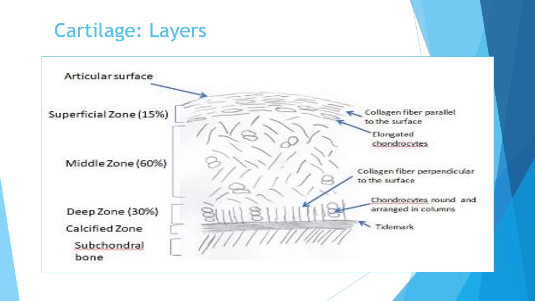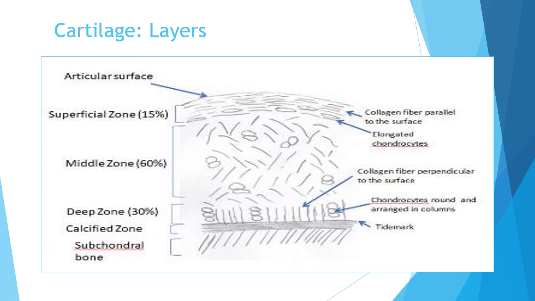Now let's talk about the layers of the articular cartilage. The articular cartilage has 4 layers: the superficial zone, the middle zone, the deep zone, and the calcified zone. This diagram is from my book, and it shows the 4 layers of the articular cartilage. This is the articular surface, so the joint side is on this side, and this is the bone side, so this is the subchondral bone.